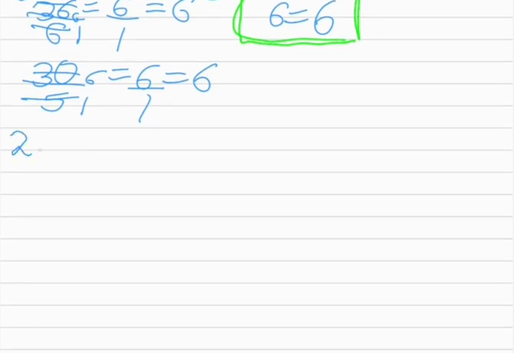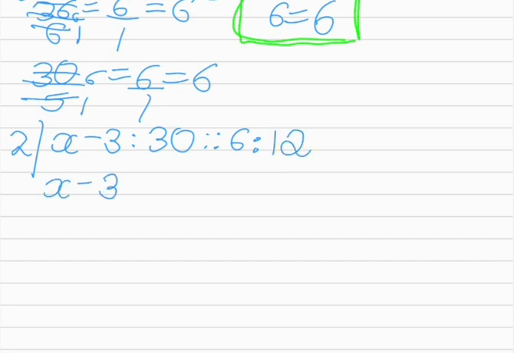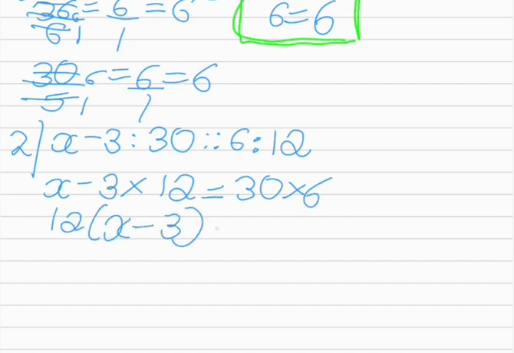If I give you another question: x minus 3 is to 30, proportion 6 is to 12. So what will you do? First you will take x minus 3 into 12 is equal to 30 into 6. So you can do it. 12 times (x minus 3) is equal to 30 into 6.